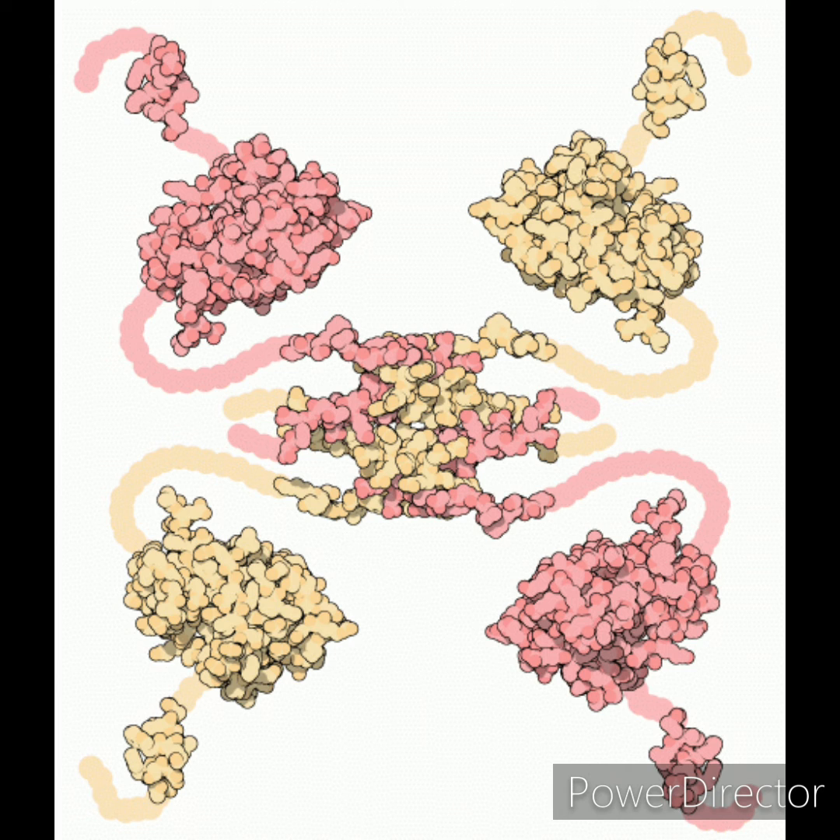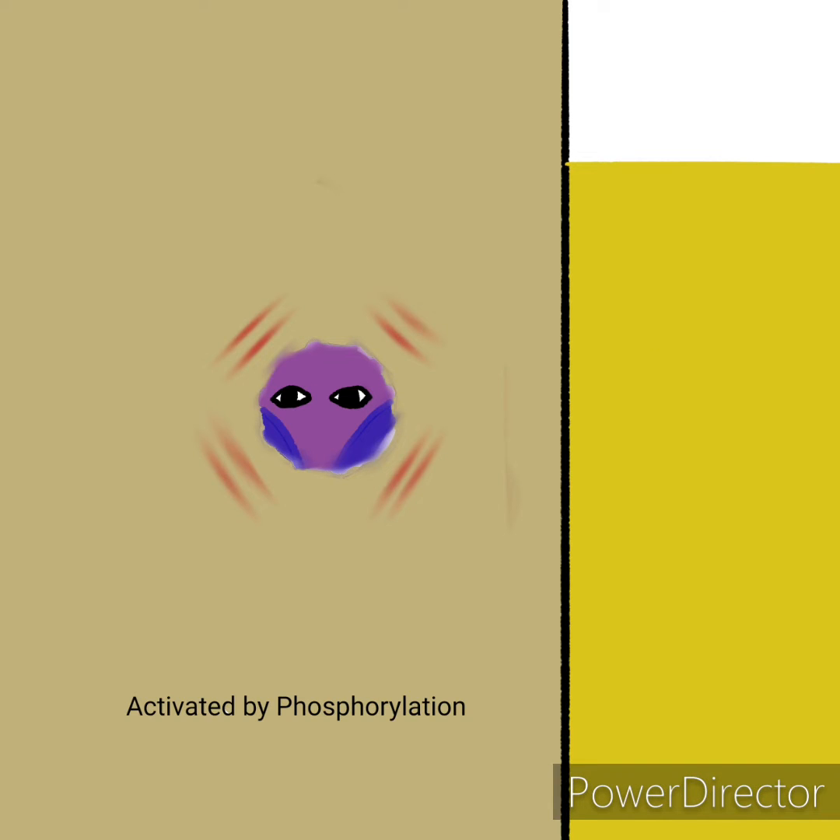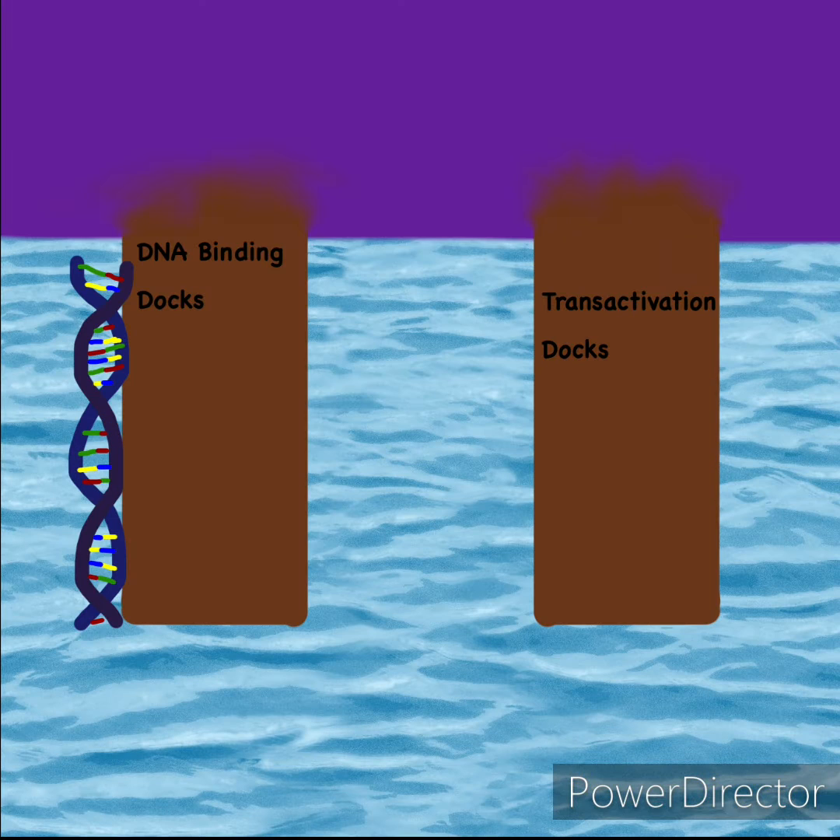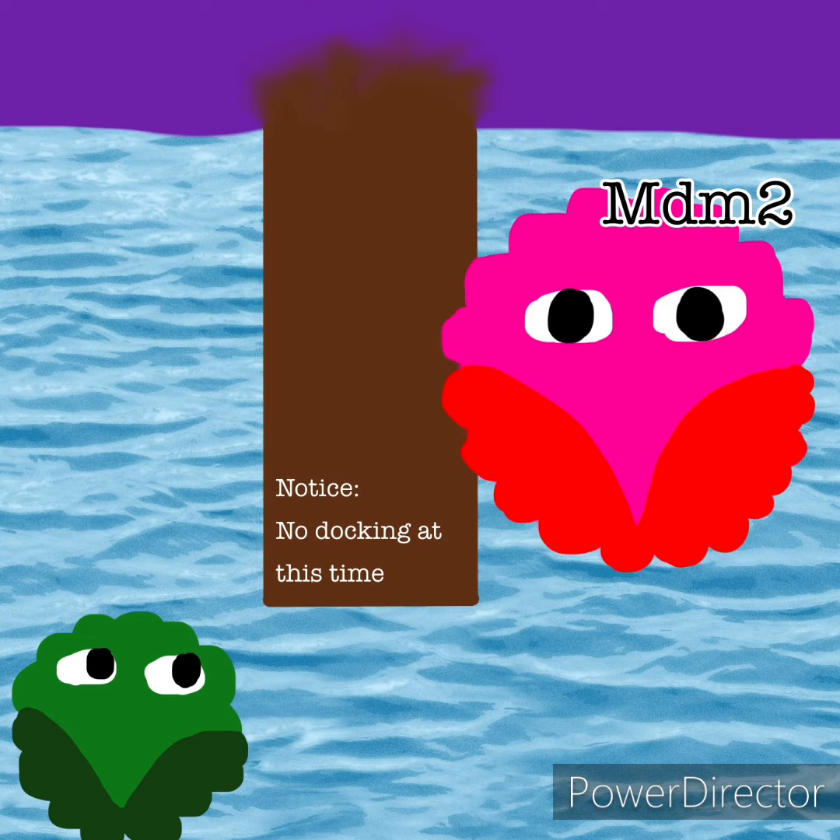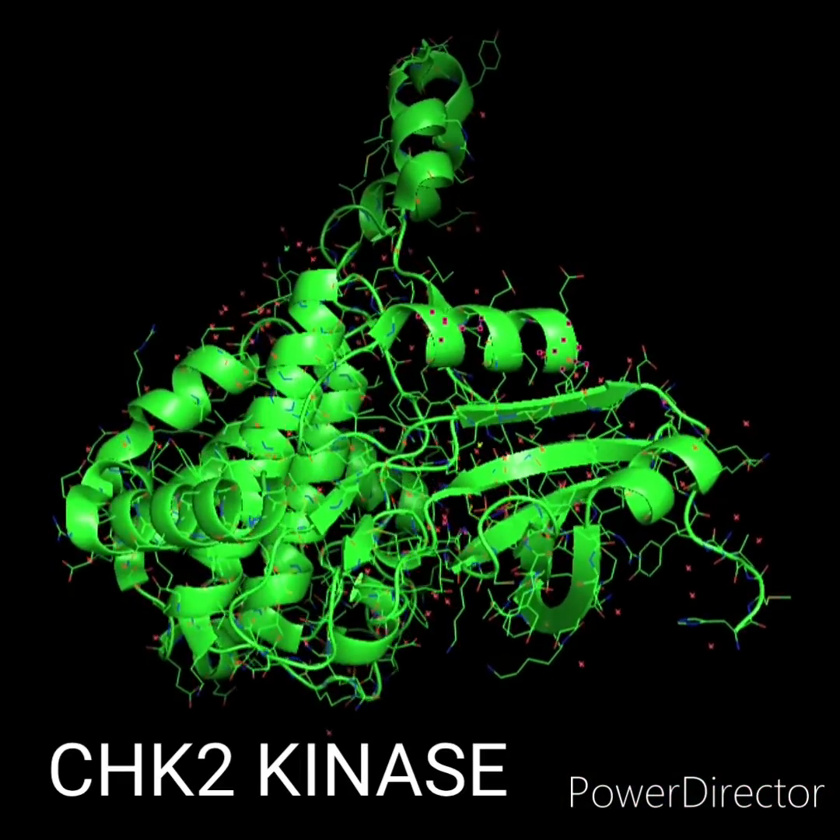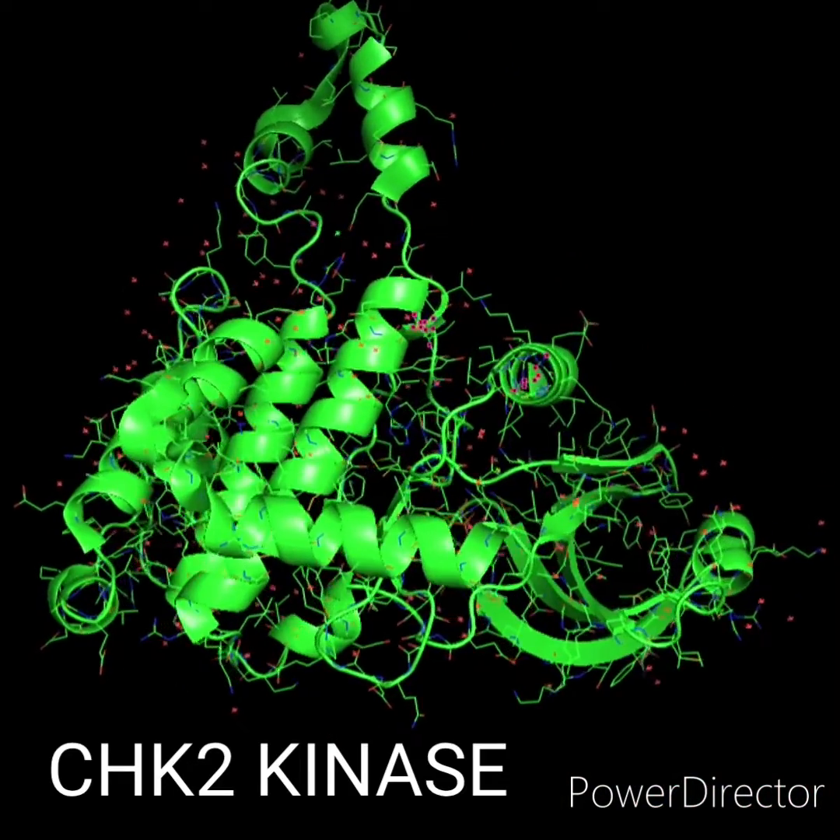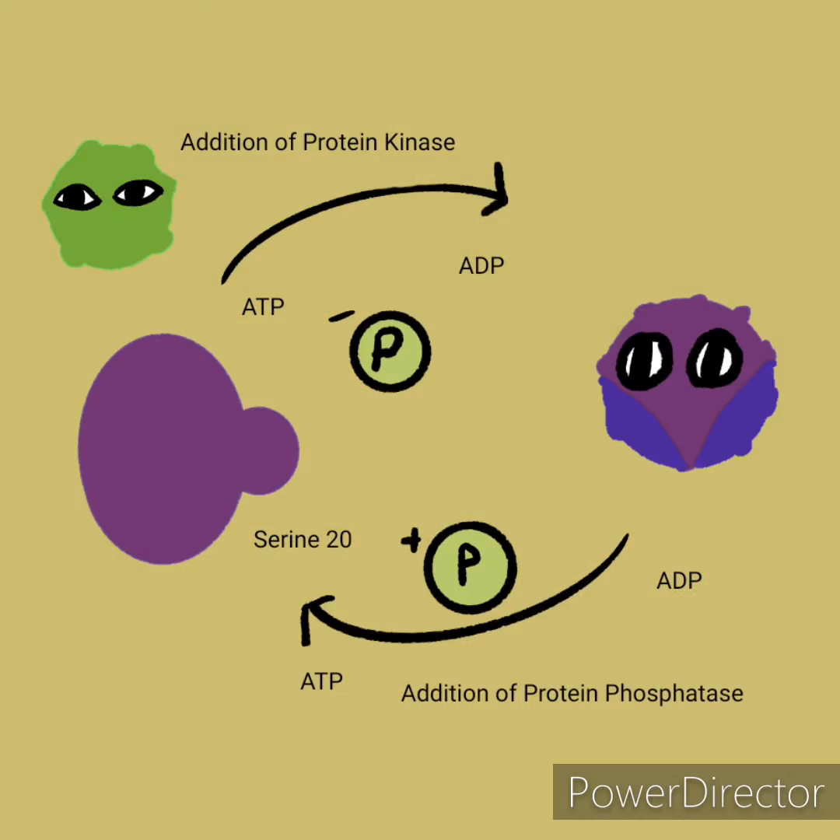p53 is made up of 4 chains connected to a tetramerization domain, each with a DNA binding domain and a transactivation domain, which allows it to be activated and inactivated. MDM2 is a negative regulator, which prevents activation of the protein by binding it to the transactivation domain to render it ineffective for as long as it's bound. CHK2 kinase is a positive regulator, which activates p53 by phosphorylation at the serine 20 site.